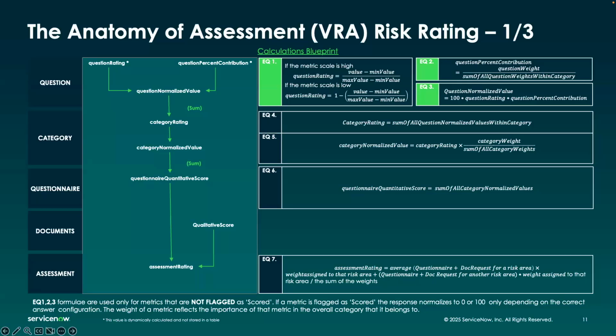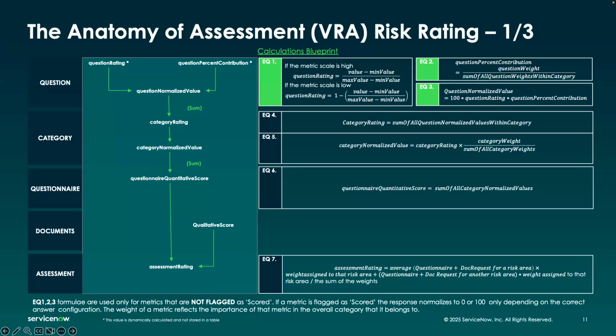Question rating. We start at the most granular level, the question. Each question's rating is calculated based on the response selected by the assessor. The configuration of the metric defines the correct answer. The calculation of rating is informed by the metric scale definition and the minimum and maximum values that are associated with the metric. Some questions cannot be scored, but those which can be are included in the calculation. Some questions might be informational only, and those won't be scored.